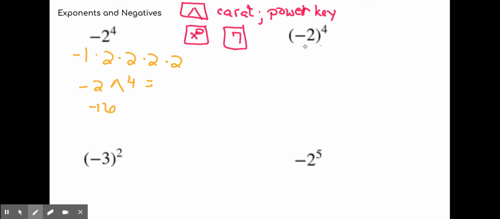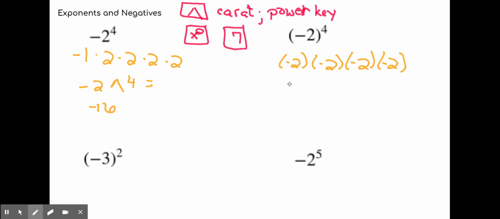Now, over here, when it is in the parentheses, that means that negative is part of the base. That means we need to use that negative 2 4 times. So this is negative 2 times negative 2 times negative 2 times negative 2. Now, we're not going to write this out every time. I'm just doing it this way to show you the difference between this problem and this problem.